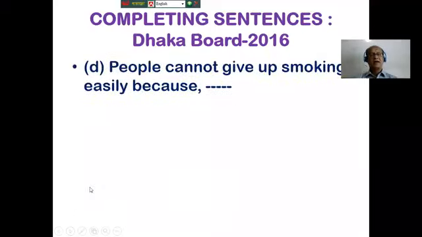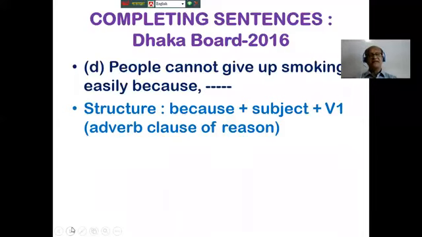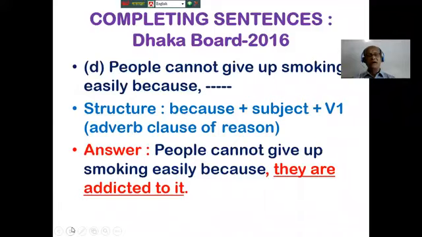People cannot give up smoking easily because. So this part indicates another adverb clause of reason. With because we indicate reason. The structure should be because plus subject plus V1, present form, adverb clause of reason. So the answer can be: people cannot give up smoking easily because they are addicted to it.